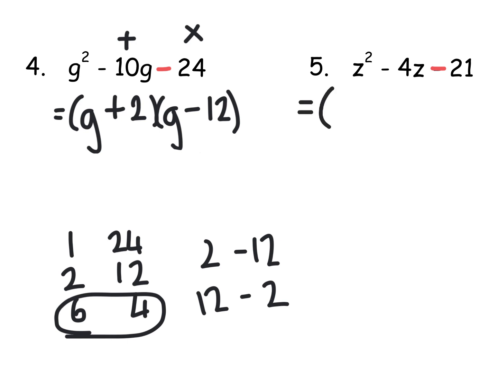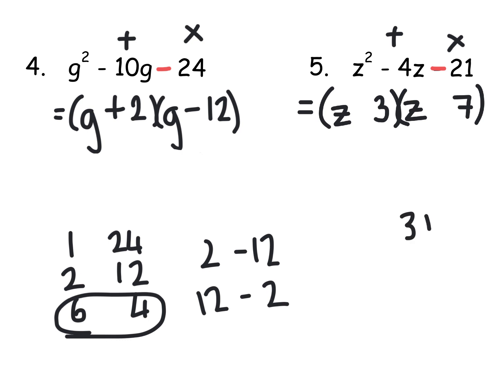Right, let's look at number 5. So 2 brackets, z and z. We're looking for numbers that multiply to negative 21 and add to minus 4. So numbers that times to 21, there's not many. There's a 3 and a 7 or a 21 and a 1. 3 and 7 will definitely give me a minus 4 somehow. But is it 3 minus 7, or is it 7 minus 3? Which one of those gives you negative 4? You're right, it's 3 minus 7. Because it's negative, the takeaway has to go with the bigger number. So it's plus 3, take away 7.